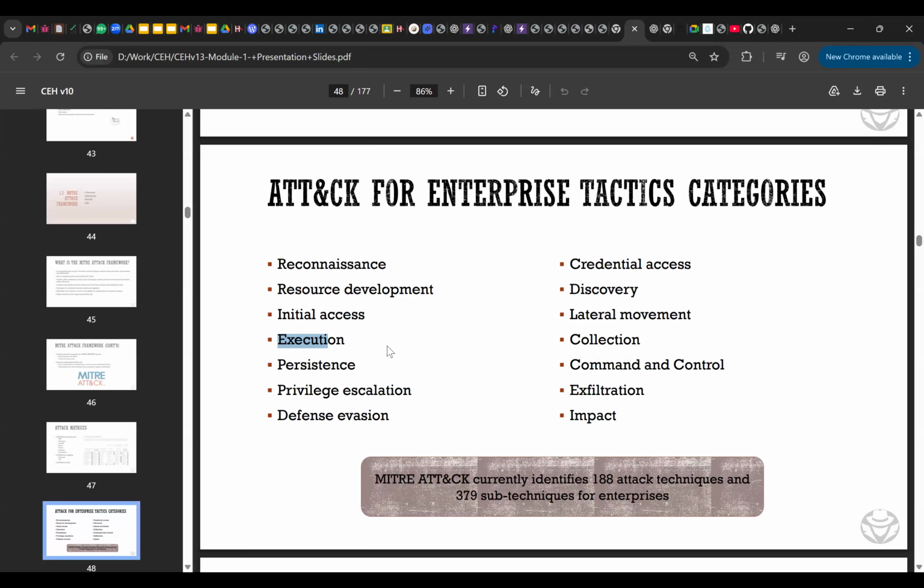Another way is it could be time based. Let's say whenever a specific time happens, let's say every day at 7 a.m., whenever that clock time happens on the computer, our payload gets executed. That is timer based. So that is known as execution: how we are executing our payload on the target machine.